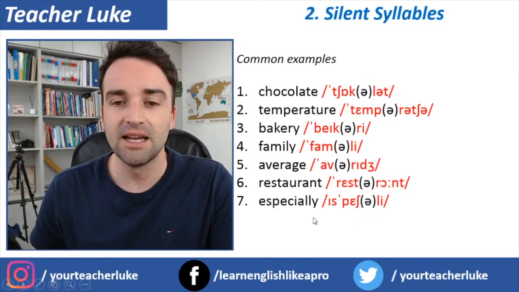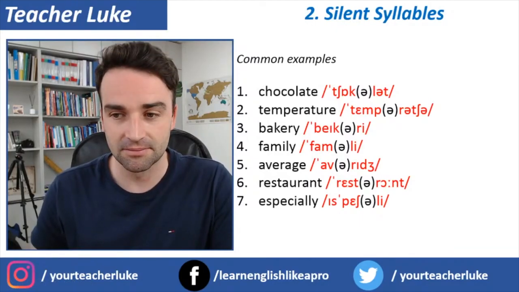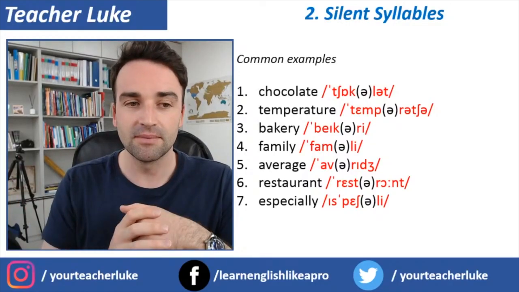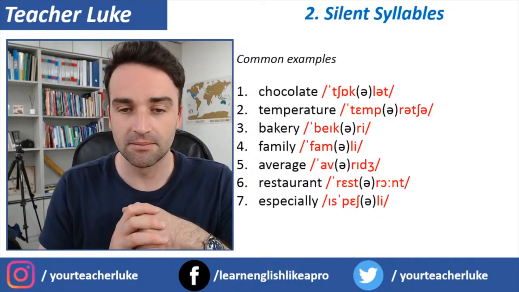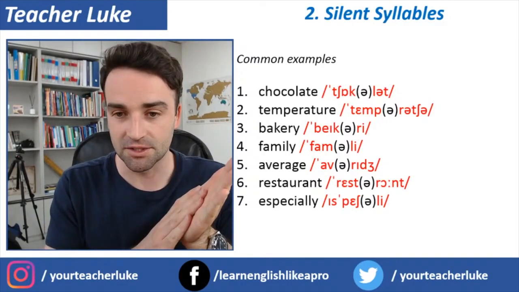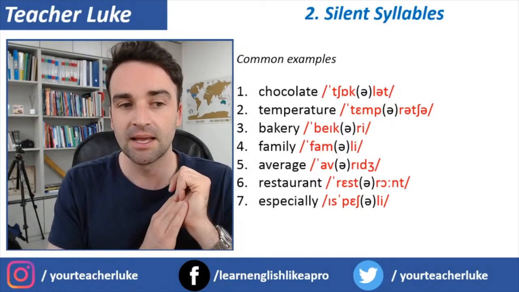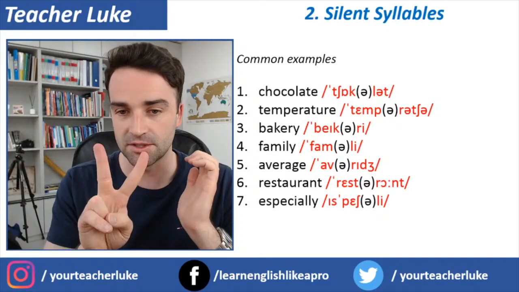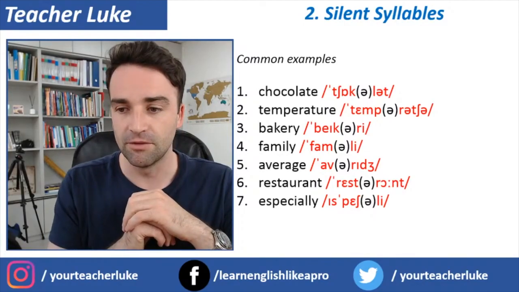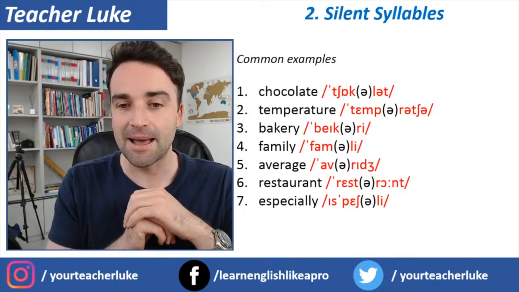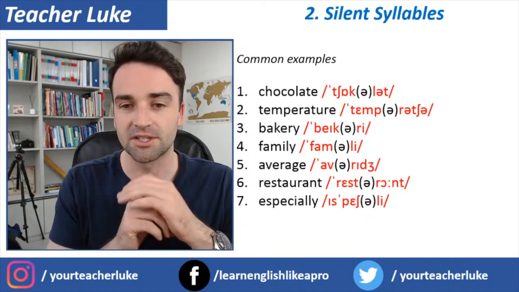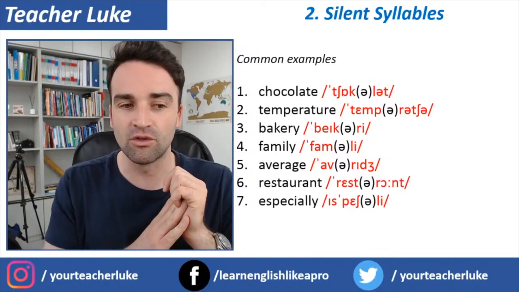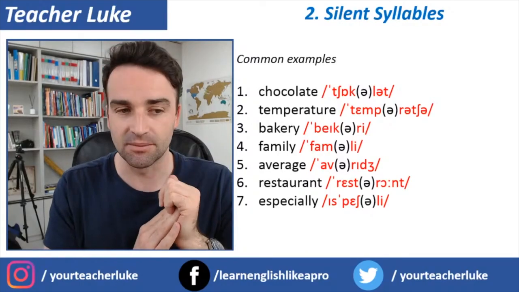Okay, ready? Chocolate. Two syllables. Next one. Temperature. Three syllables. Bakery. Two syllables. Number four. Family. Two syllables. Number five. Average. Two syllables.